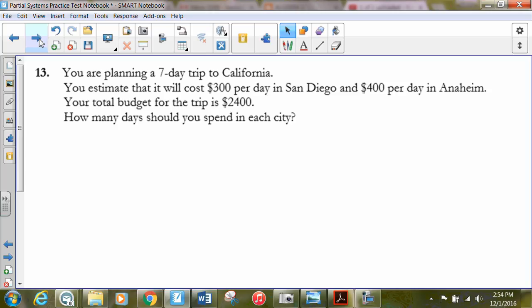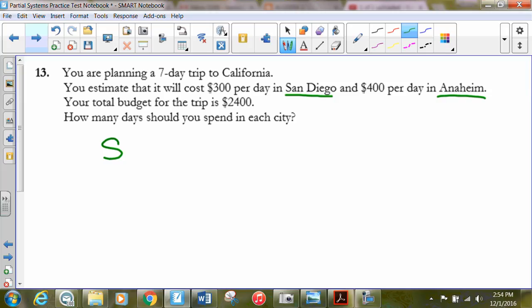So you're planning a 7-day trip. You're going to have time in San Diego, and you're going to have time in Anaheim. And so do you know how many days you're going to spend in San Diego? No. So I'm going to put S. Do you know how many days you're going to spend in Anaheim? Nope. So I'm going to put A. But you do know that altogether you're planning a 7-day trip. So the number of days you spend in San Diego plus the number of days in Anaheim is going to equal 7 days. There's one of our equations.